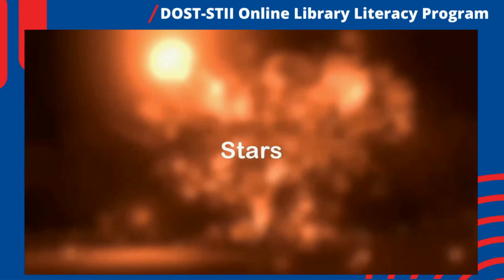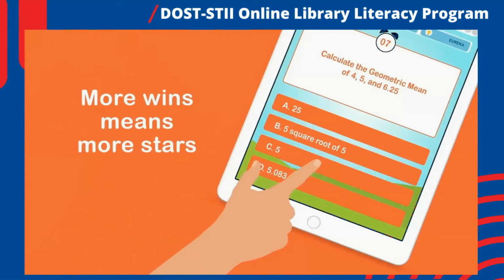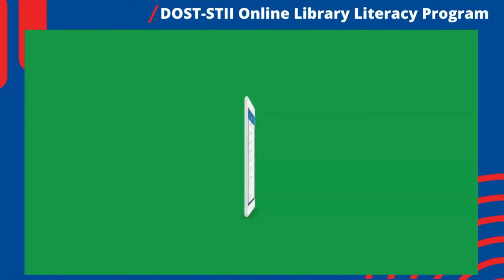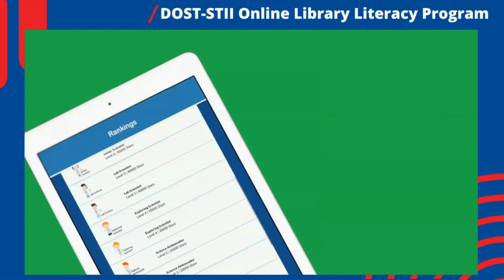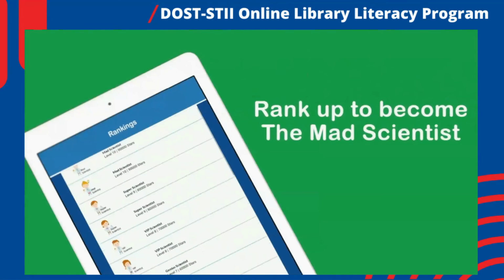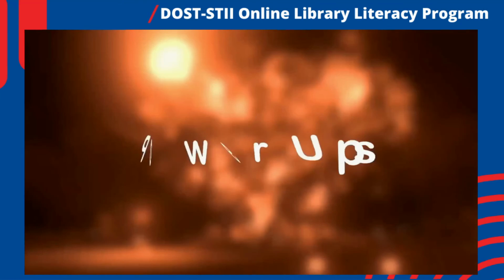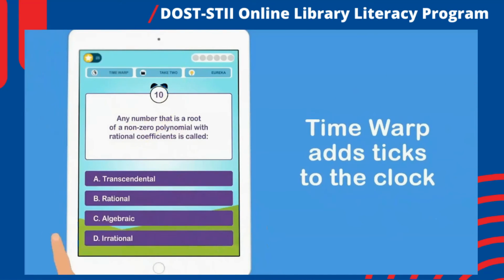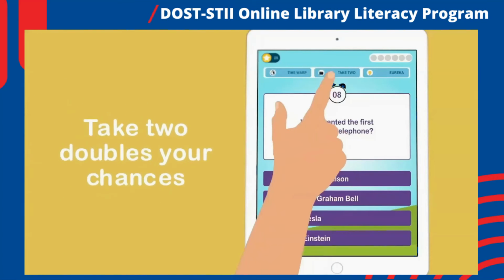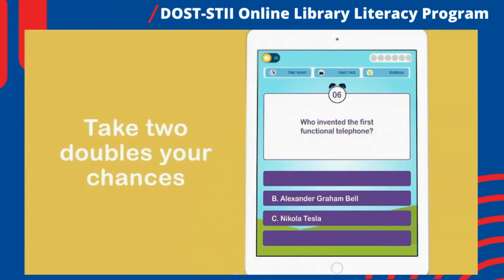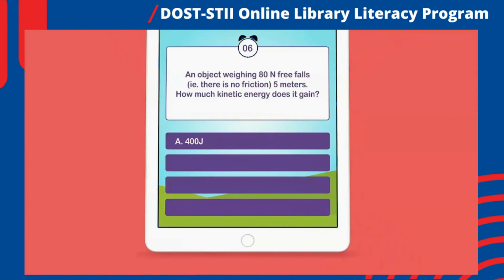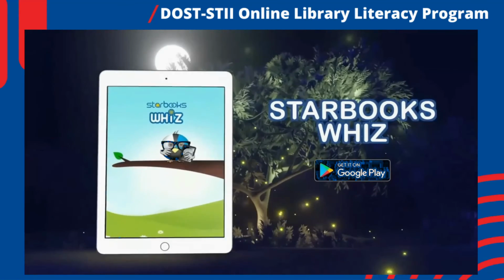Starbucks Wiz. Earn stars by getting questions right, winning battles, and getting daily rewards. Get more stars and you'll quickly rank up. Get on top of the game by becoming the mad scientist. Get more time to think with Time Warp. Clear away 2 wrong choices by engaging Take 2. Or summon Eureka and the answer will be revealed instantly. Starbucks Wiz.